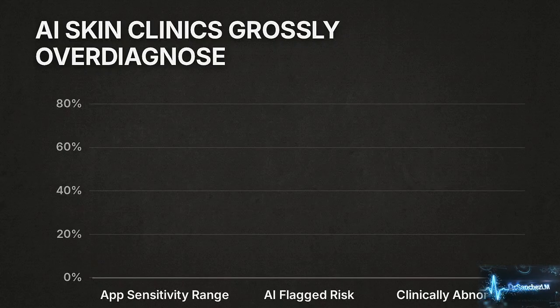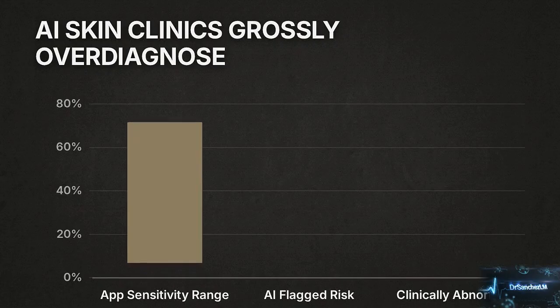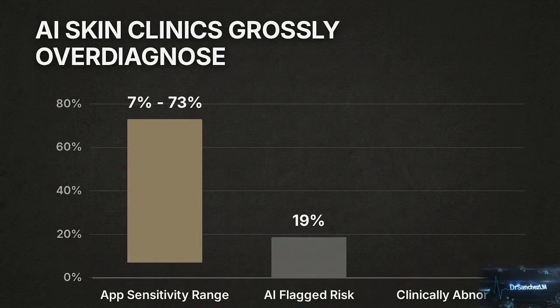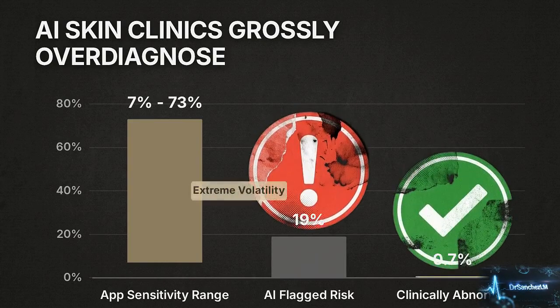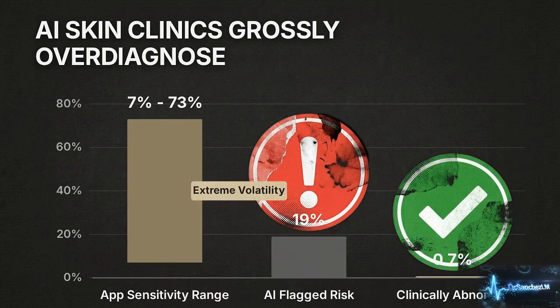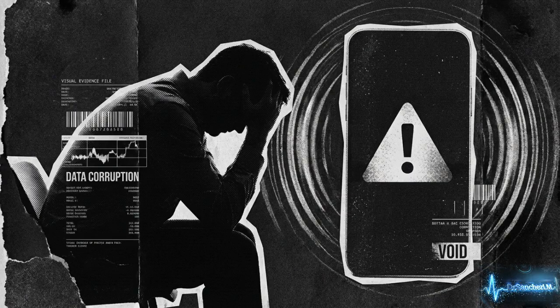This visualization maps the diagnostic accuracy of these consumer apps. Sensitivity rates fluctuate wildly, ranging from 73% down to a useless 7%. In one Dutch study, SkinVision flagged 19% of lesions as high risk, but dermatologists found only 0.7% were actually abnormal. This severe overdetection creates panic.